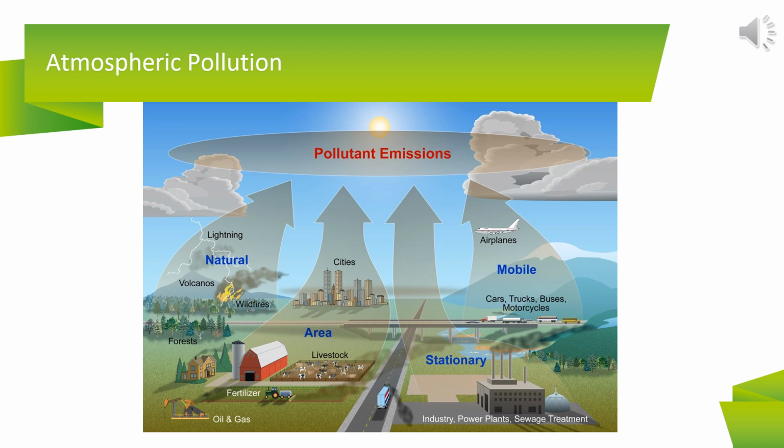Now that we've talked about aquatic pollution, let's take a step forward and talk about atmospheric pollution. When we talk about atmospheric pollution, we're talking about things that come either from mobile sources, stationary areas, or natural sources. Mobile sources, of course, are cars, trucks, buses, motorcycles, airplanes, all of those things that are moving. Stationary area sources tend to come from large places that don't move. And then you have your natural sources, such as volcanoes, wildfires, and lightning strikes as well.